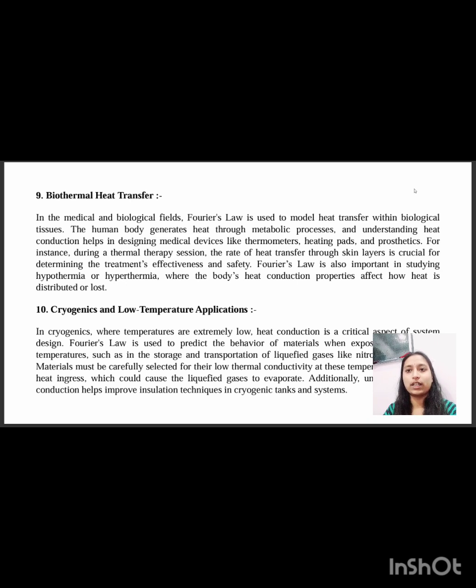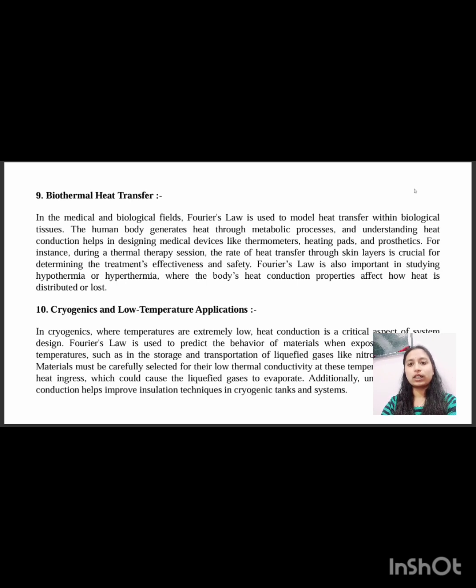for determining the treatment's effectiveness and safety. Fourier's law is also important in studying hypothermia and hyperthermia, where the body's heat conduction properties affect how heat is distributed or lost.